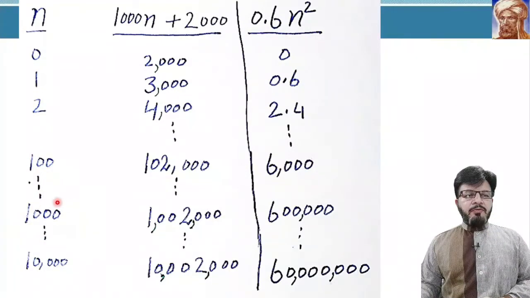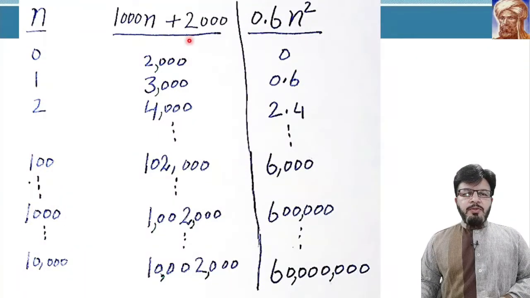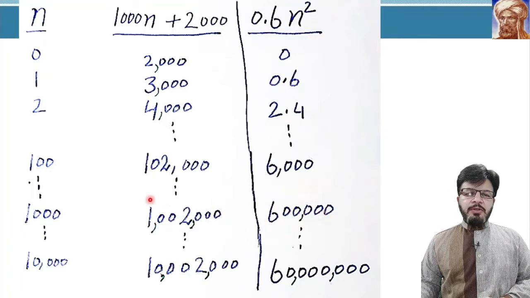Next, take the value of n is equal to 1000. The value of this function will be 1,002,000, while the value of this function is 600,000. Once again, the value of this function is much higher, much greater as compared to this value.